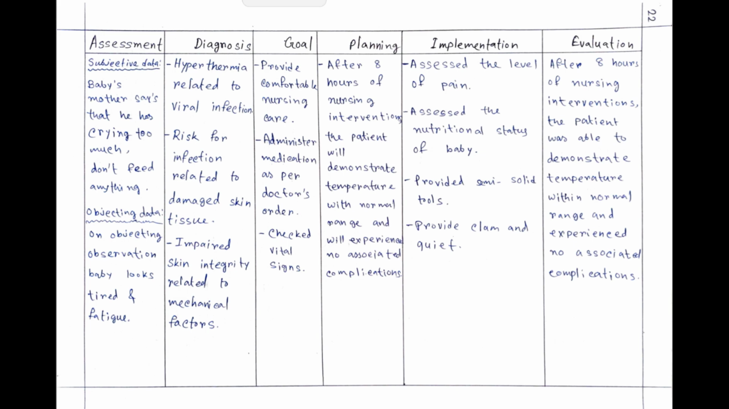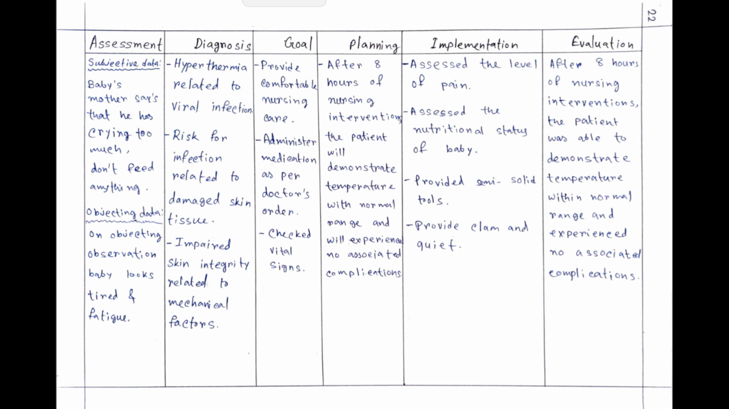Second nursing process. Subjective data. Baby's mother says that he is crying too much and won't feed. Objective data. Observation: baby looks tired and fatigued. Diagnosis: hyperthermia related to viral infection, risk for infection related to damaged skin tissue, impaired skin integrity related to mechanical factors. Goal: provide comfortable nursing care, administer medication as per doctor's order, check vital signs.